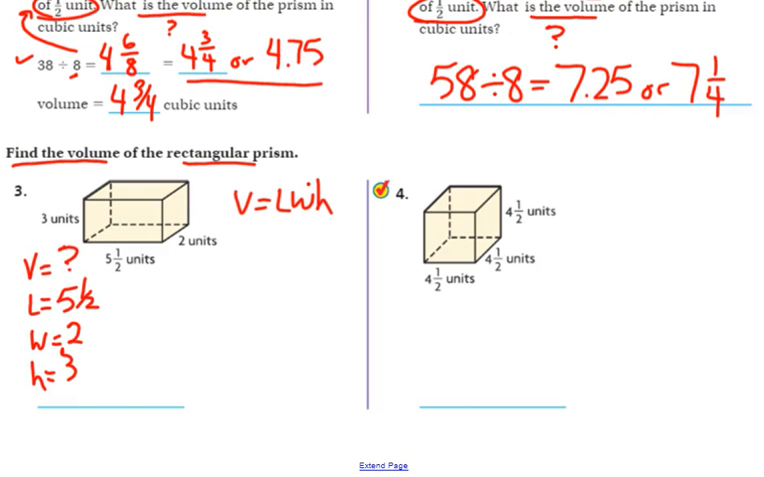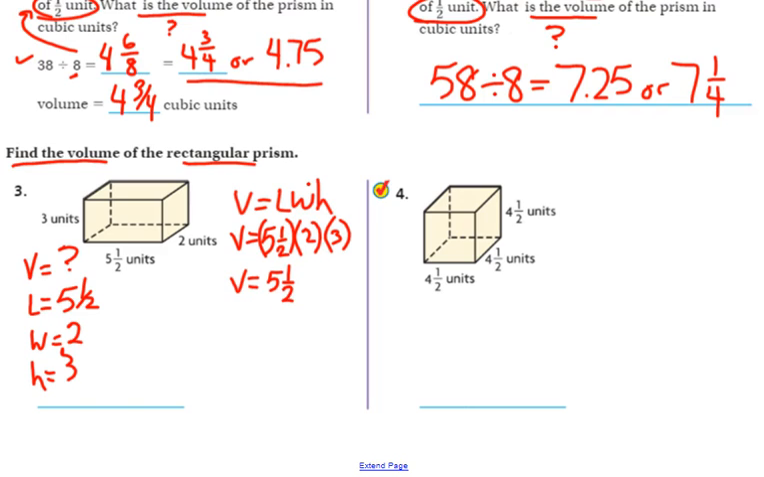Now we're going to take those values and substitute them into our formula right where the numbers stand. So I have V is what we're looking for. Then I have 5.5, and you can put parentheses around these to show your multiplication, times 2 times 3. Now you can put all 3 of these in your calculator if you would like, or you can break them down one step at a time.